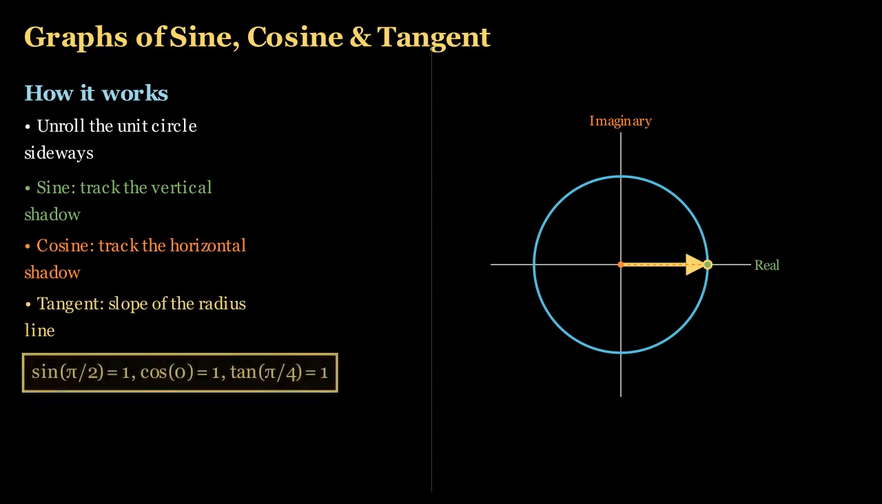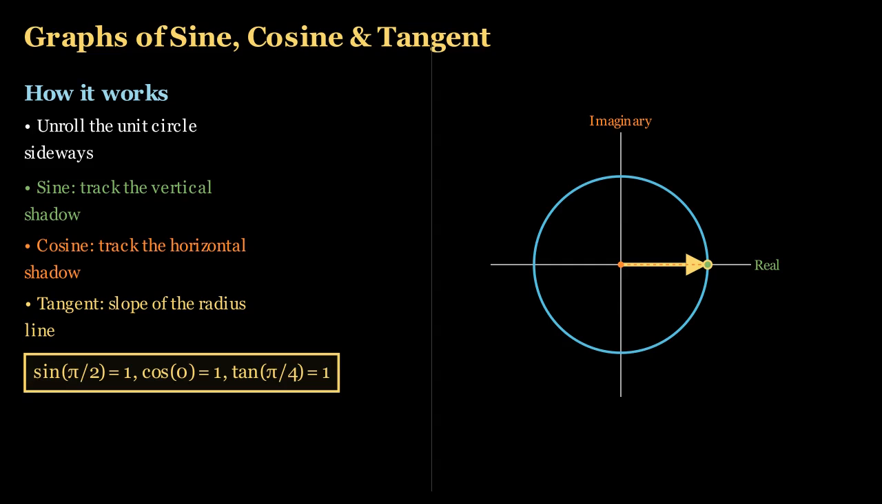The tangent graph is trickier. Tangent is the slope of the radius line, the height divided by the horizontal reach. When the radius points straight up, the horizontal reach is 0, so the slope becomes infinitely steep. That creates a vertical break in the graph, called an asymptote, and the pattern repeats every half turn.